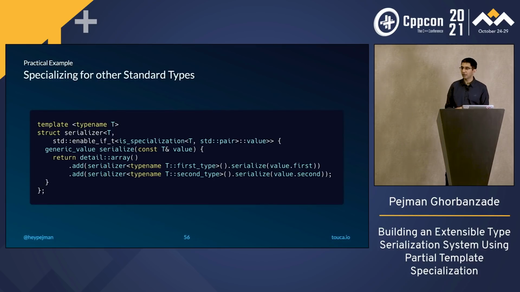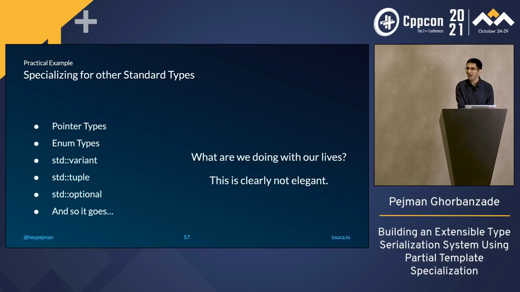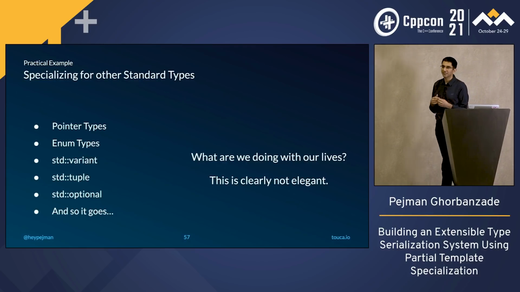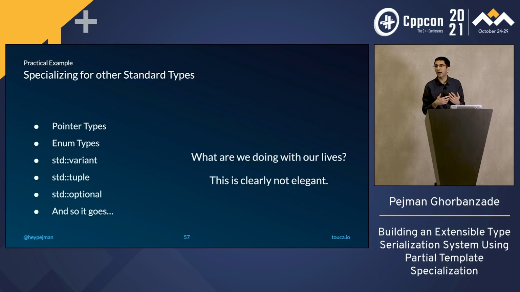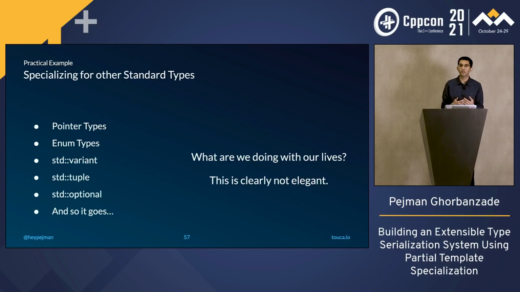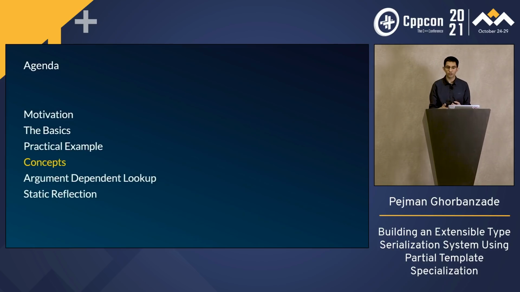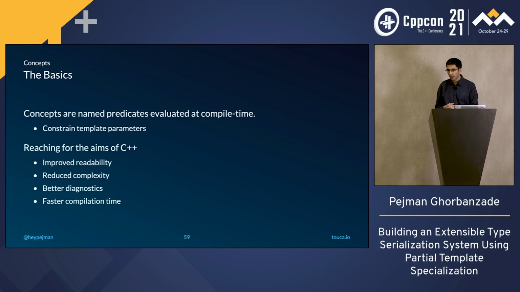Here is basically some specialization for a pair, because if you pass a map, then we end up with pair as elements. So we need to know how to specialize them. The point here is not to show you elegant looking partial template specialization. My point here is that this cannot scale very well. There are just too many types that make it extremely difficult for us to express our intentions. And there are language facilities that help us better express those intents.